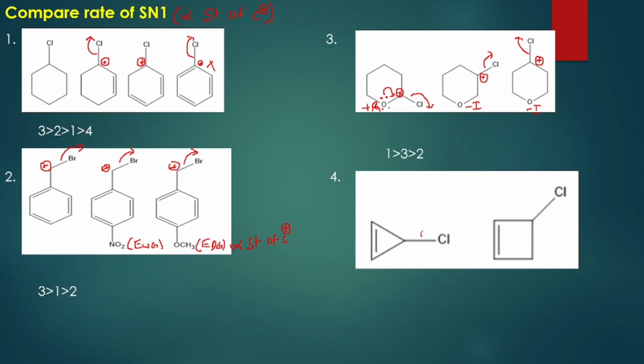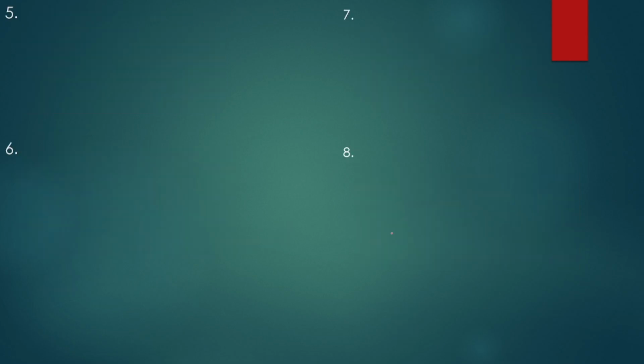In both cases, 1 is greater than 2. Cl is going, the positive charge forms here. From here, Cl is going, positive charge forms. And in this case, the first one is what? Aromatic. This is non-aromatic. So obviously, aromatic is the more stable carbocation. Next, 1 greater than 2, answer.